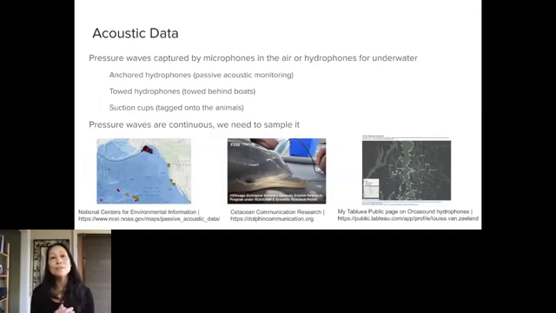And then the towed hydrophones are usually towed behind boats, and they're usually very noisy. If you have more than one, they can actually do some localization. And then suction cups, which are like tags, like D-tags, that attach to the mouth of the dolphin's head. And they're really awesome because they allow us to listen in on animals in their natural habitats. So while they swim around getting their food, they'll make a buzzing noise or rasping noise or echolocate to find their way.